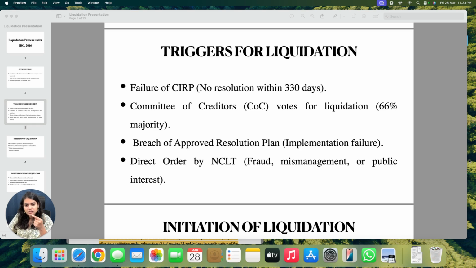In case the liquidation is ordered because of non-compliance of the resolution plan, the resolution professional who has made such application in the first place cannot act as a liquidator under this provision. If he is not able to comply with the provisions stipulated in the code, then he may not be appointed as a liquidator.